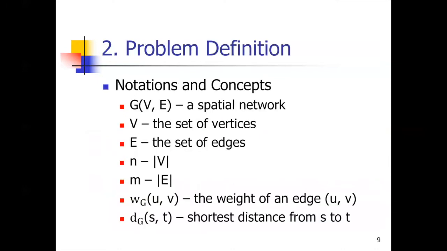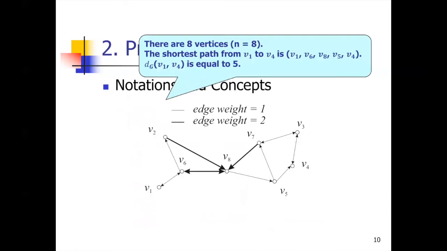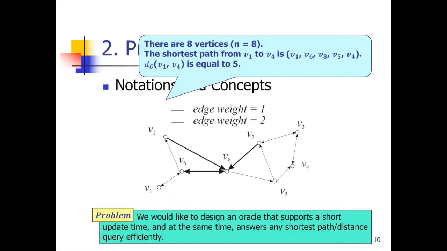So let me define the problem. Let G denote a spatial network, and V denotes the set of vertices, and E denotes the set of edges, and n and m denote the number of vertices and edges respectively. And W_G(u,v) denotes the weight of an edge uv, and d_G(s,t) denotes the shortest distance from s to t. In this example, there are 8 vertices, and the shortest path from V1 to V4 is V1, V6, V8, V5, V4, and the distance from V1 to V4 is equal to 5. Our problem is to design an oracle that supports a short update time and at the same time answers any shortest path and distance query efficiently.